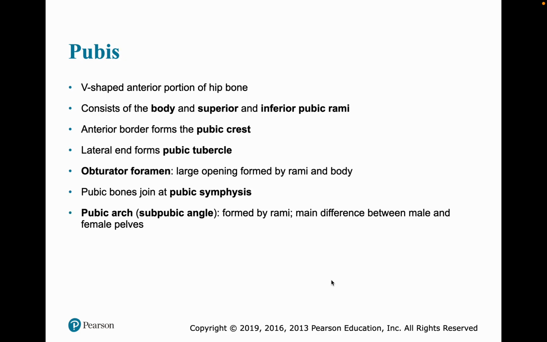The pubis is a V-shaped structure in the front, and consists of a body and superior and inferior pubic rami. Again, there are those ramus-shaped structures. The anterior border forms the pubic crest. The lateral ends form the pubic tubercle. There is a large opening here called the obturator foramen. And the pubic bones join at the pubic symphysis, and they will form a pubic arch, or subpubic angle. This is one of the main differences between male and female pelvises. We will be looking at that in the lab on Thursday.